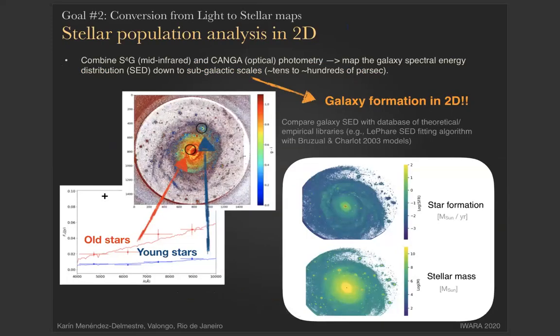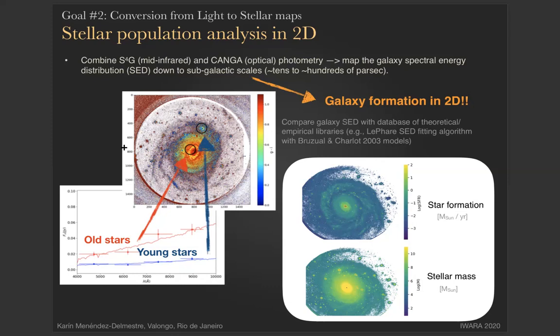So what we do is combine S4G and Kanga photometry so that we can map the galaxy spectral energy distribution at each pixel, and we can really study stellar populations at subgalactic scales. Here I'm talking about tens to hundreds of parsecs. So really, galaxy formation in 2D, which is very exciting in itself.